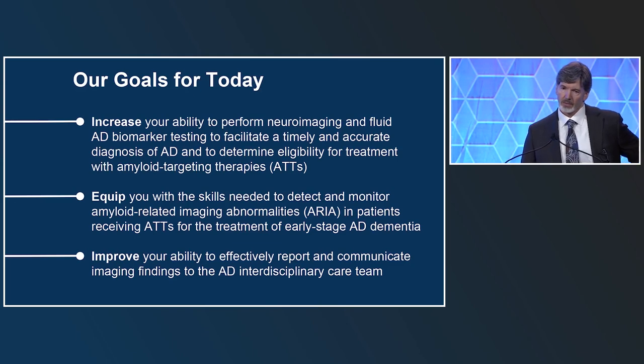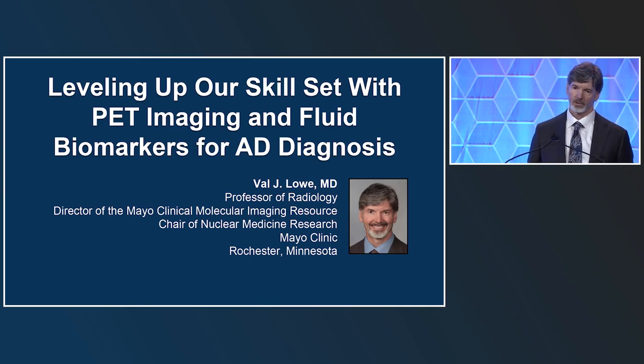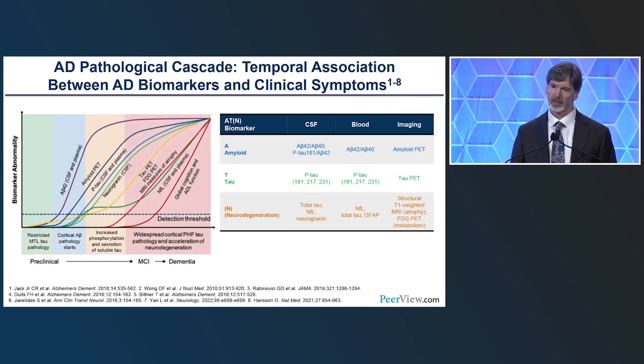So our goals are to really help you to be able to perform neuroimaging for Alzheimer's disease and understand fluid biomarkers in terms of what's needed to determine eligibility for amyloid-targeting therapy. We want to help you to be able to detect what's abnormal, and we want to give you maybe some tips on how to report this and communicate this with the team at your institution. So I'm going to start out talking a little bit about fluid biomarkers.